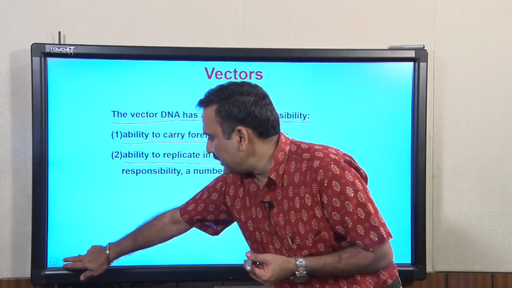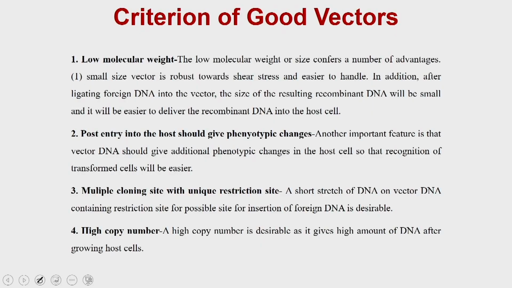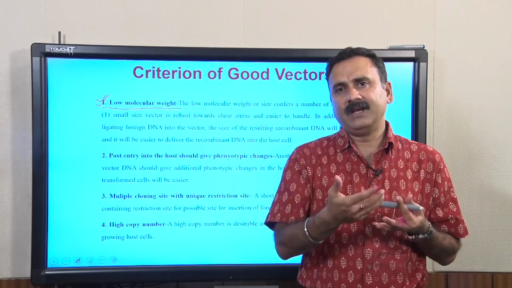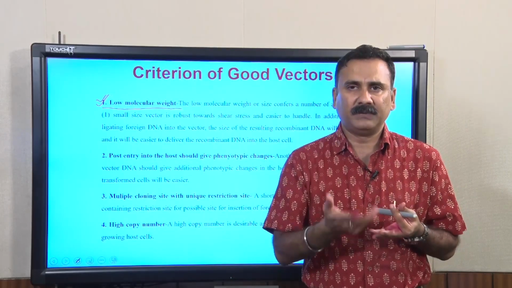So, what are these properties? Number one is that a good vector should be of low molecular weight. You can easily understand this simply because a vector is nothing but a carrier which is going to carry the DNA from one host to another host, where it is going to provide this DNA for its expression.